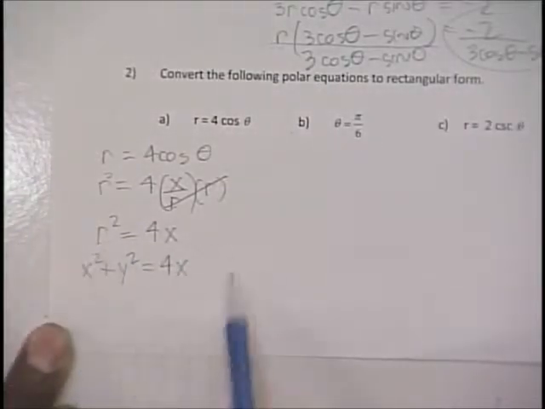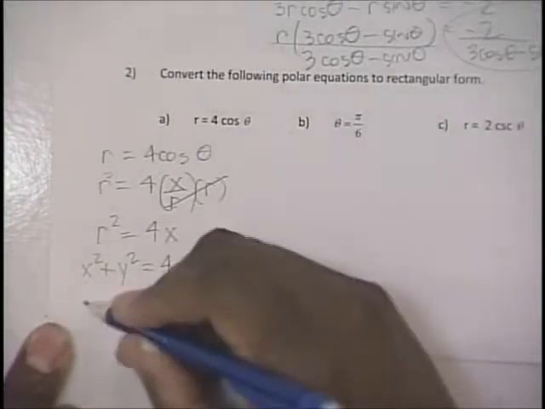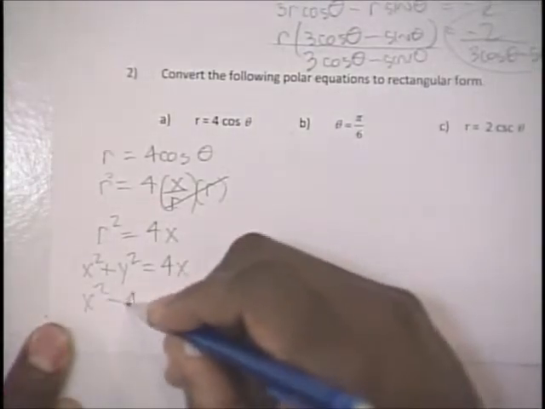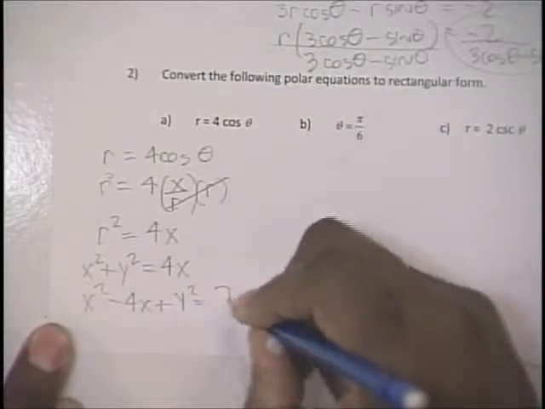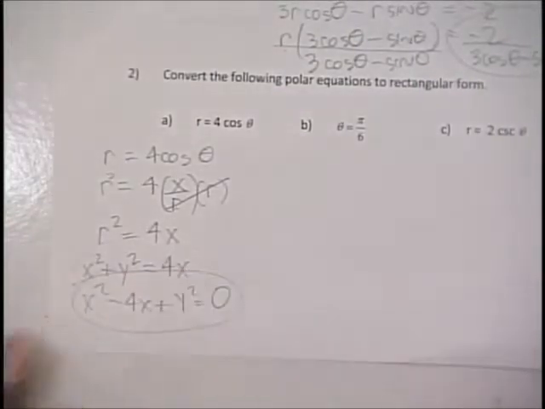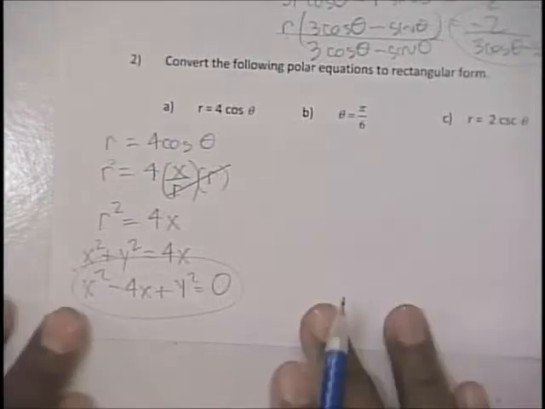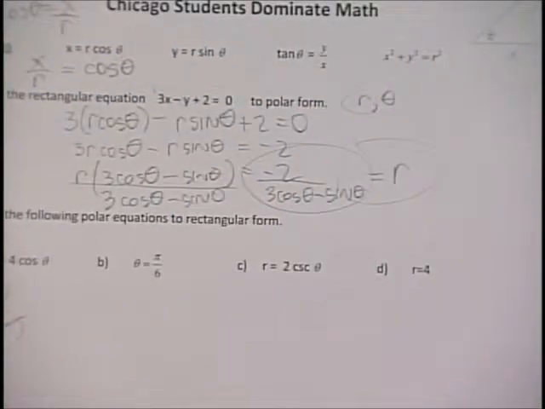You could manipulate this a little bit. A textbook might say x squared minus 4x plus y squared is 0. But basically, you're done. All right, so let's look at another problem.